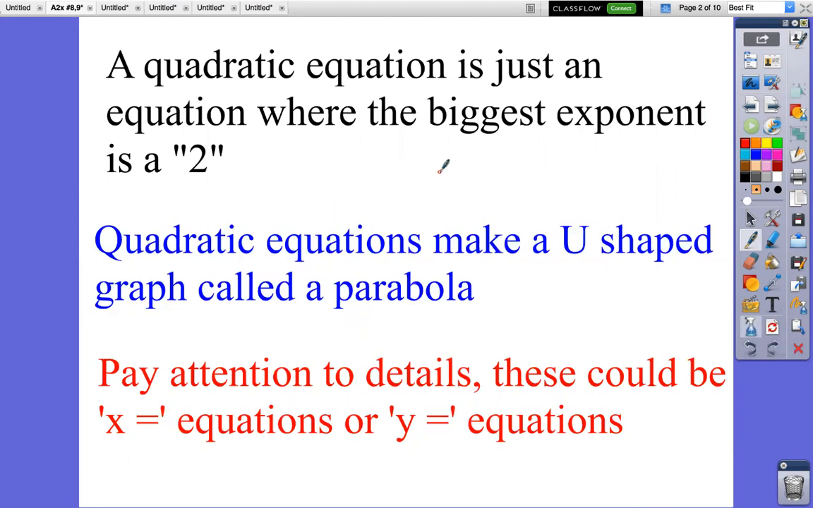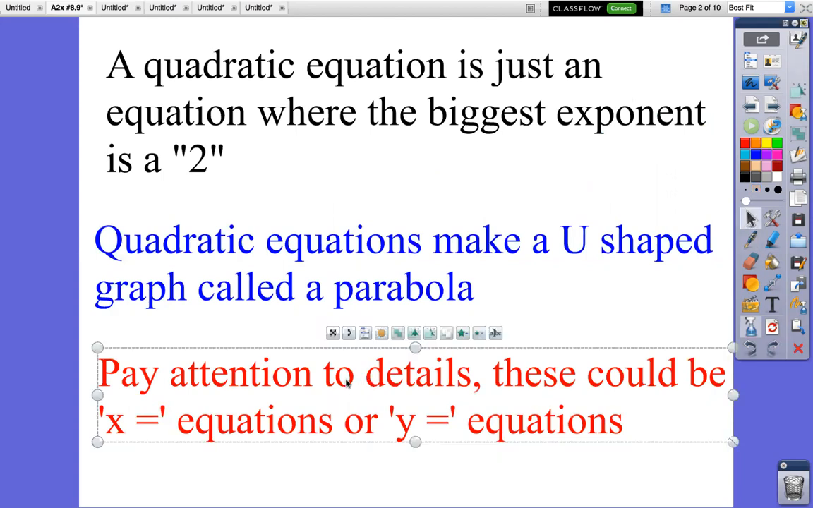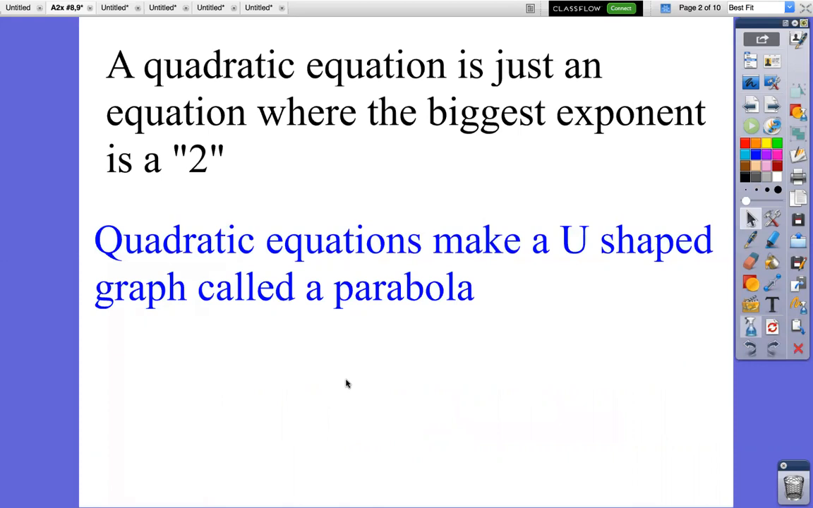But here's what you need to know. I don't care if you write this down or take a picture, but you have to know this. A quadratic equation is an equation where your biggest exponent is a 2, which we would say something squared, like x squared. Quadratic equations make a U-shaped graph called a parabola. And we're going to study these parabolas for 2 weeks, but they're either going to look like this or they're going to look like this.